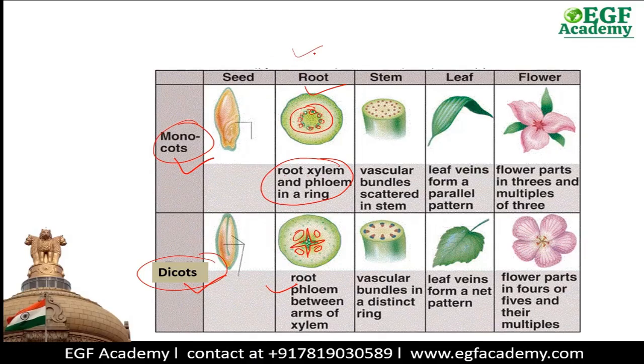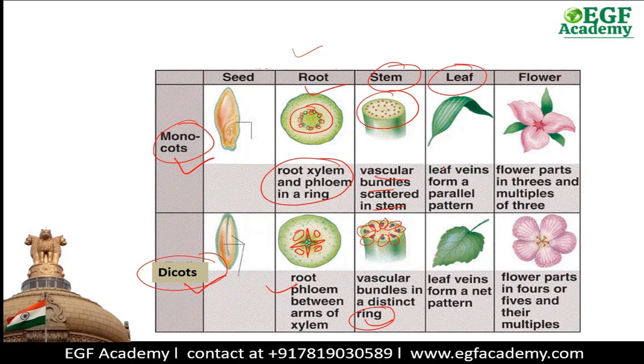Now there is a difference in the stems as well. Vascular bundles are found in stems as well. In monocots, they are scattered in the stem like this, you can see here. In dicots, they are present in a ring. You can see here, this is the ring. In this, xylem and phloem are together. I will teach you all this in detail later on.